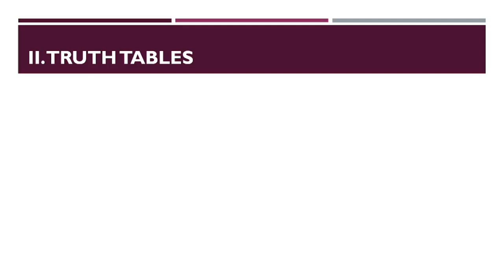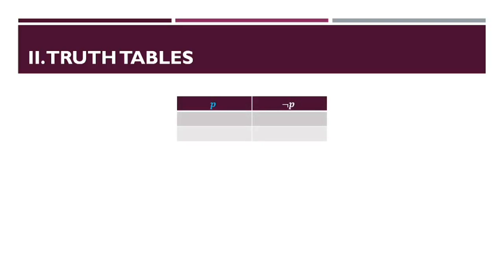Truth tables. A single or simple proposition will have a truth table consisting of two rows because its truth value is either true or false. For example, for P, we have either true or false. The negation of this is false and true.